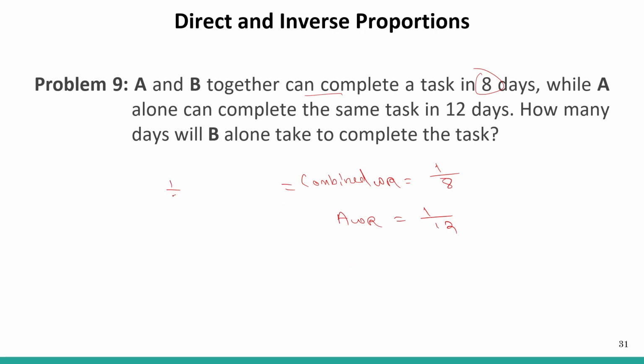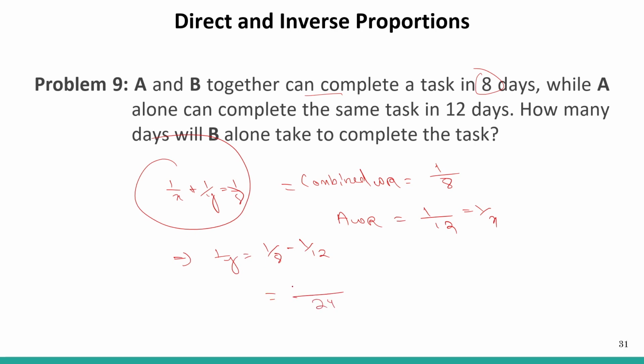We all know that the combined work rate formula is 1 by x plus 1 by y, which is equal to 1 by 8. So we have an unknown here, that is 1 by y. 1 by y is equal to 1 by 8 minus 1 by 12. That is equal to, so this will be 24, 3 minus 2, is equal to 1 by 24. So this implies that y is equal to 24. So y is the amount of time that it will take to complete the task. So it will be 24 days.